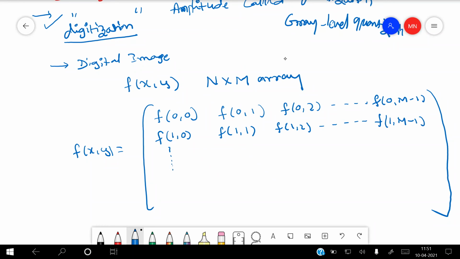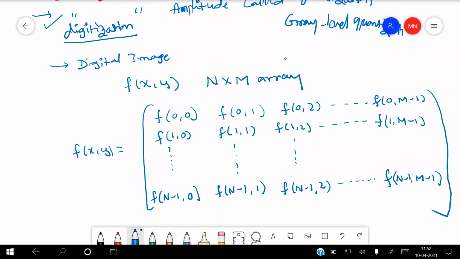Like that, f of n minus 1, 0. Similarly, f of n minus 1, 1. Similarly, f of n minus 1, 2. Similarly, f of n minus 1, m minus 1.